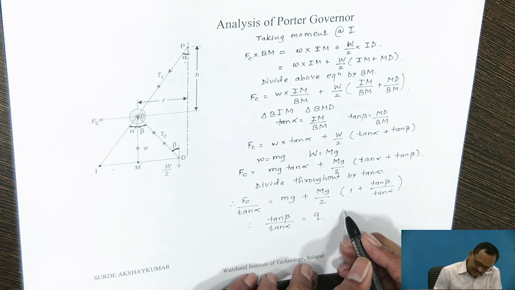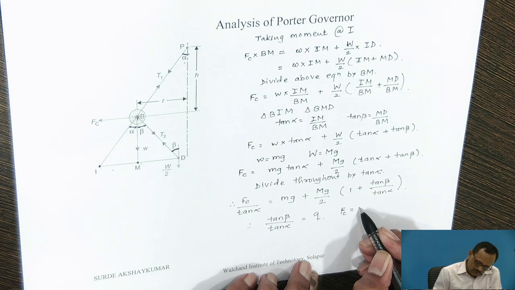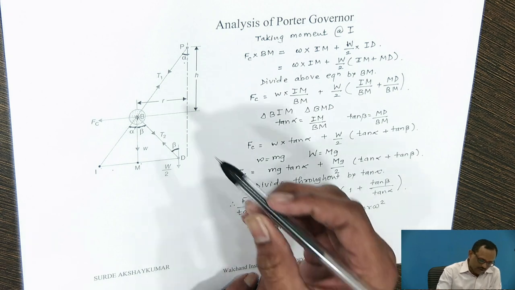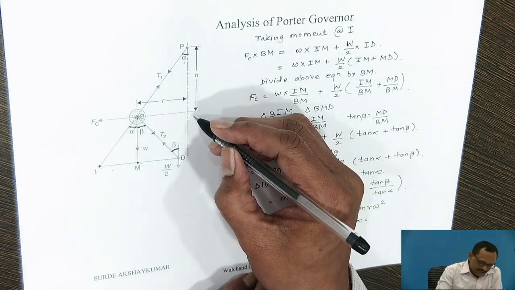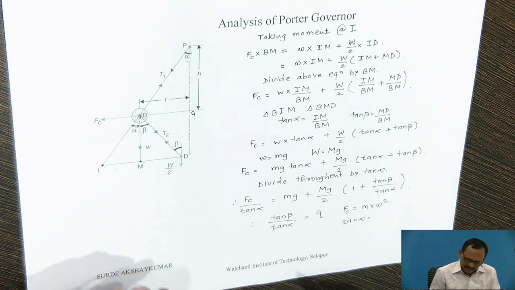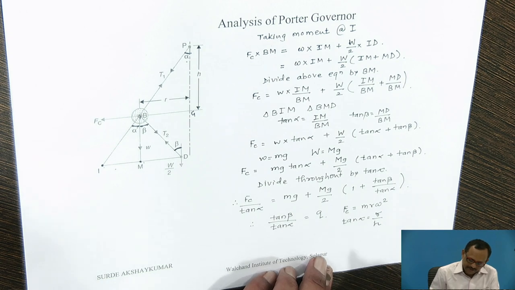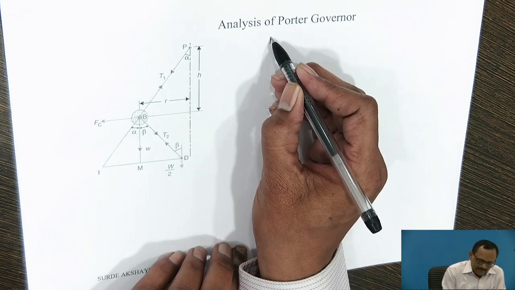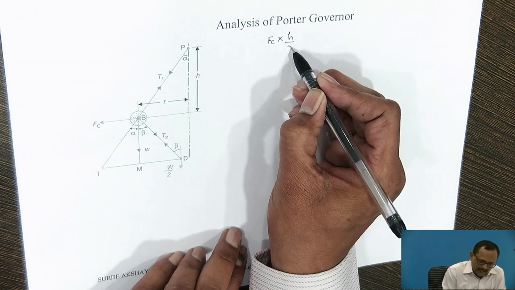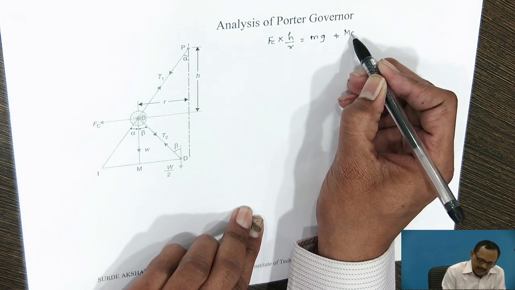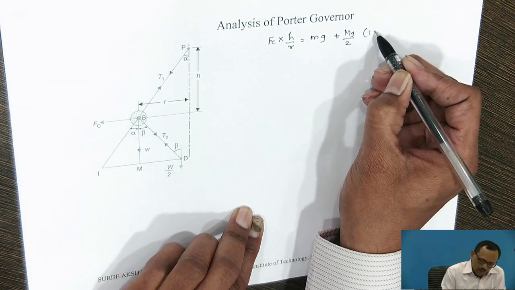and the centrifugal force acting on the fly ball Fc is equal to m r omega square, and from the triangle PBG, tan alpha is equal to BG upon PG, that is equal to r upon h. So putting the values of Fc and tan alpha in the above equation, we will get Fc into h upon r is equal to mg plus capital M into g divided by 2 into 1 plus q.